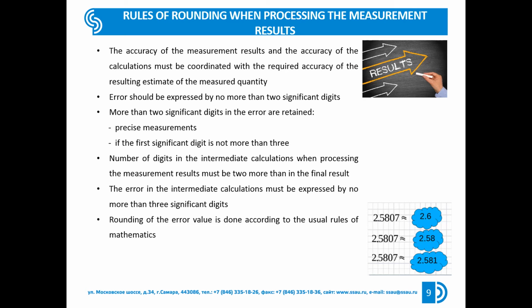More than 2 significant digits in the error of evaluation of the measured value are retained in the case of precise measurements if the first significant digit is not more than 3. The number of digits in the intermediate calculations when processing the measurement results must be 2 more than the final result. The error in the intermediate calculations must be expressed by no more than 3 significant digits. Rounding of the error value of the measured quantity is done according to the usual rules of mathematics.